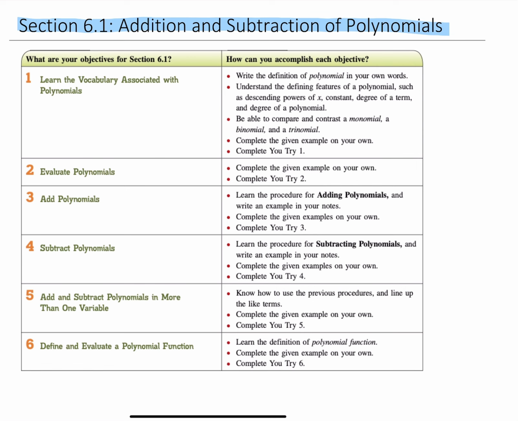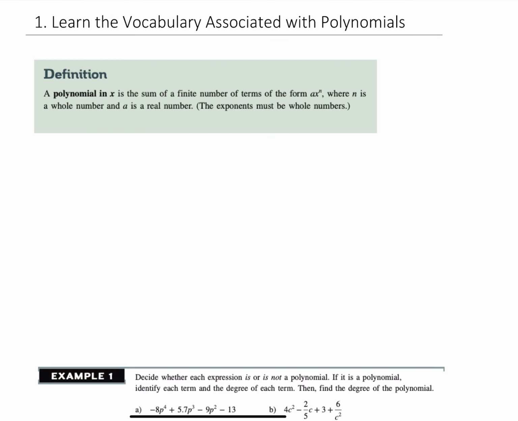So for the remainder of this course, we'll be working with polynomials and understanding their properties. We'll start today just defining what a polynomial is. It has some vocabulary associated with it. We'll practice evaluating them, which will just be plugging numbers into them, how to add and subtract polynomials with each other. We'll look at some examples when we have more than one variable, and then we'll define and evaluate a polynomial function, so using some function notation. So let's first define what we mean by polynomial.